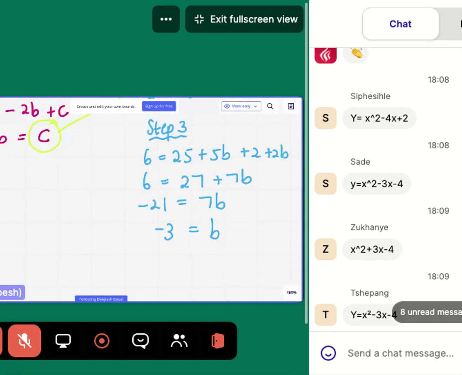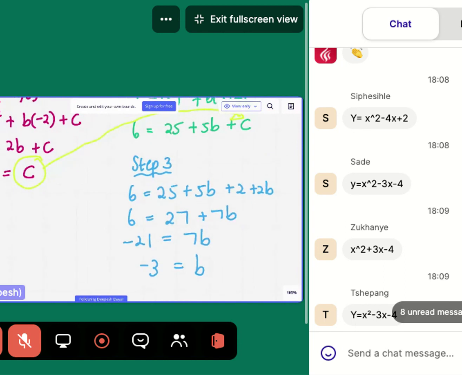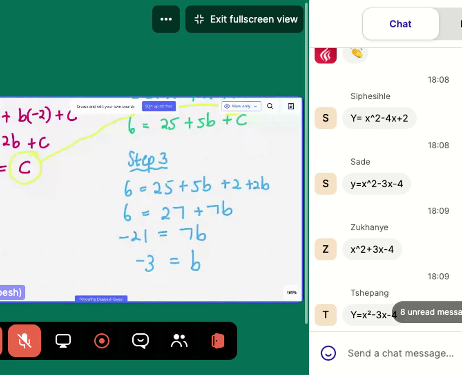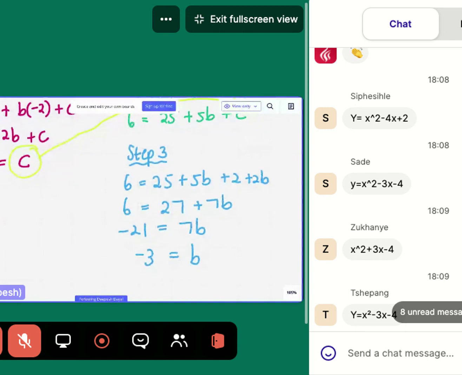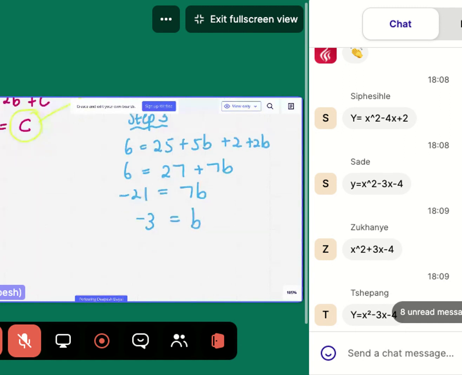Yes, you can simplify. It's fine, as long as you get the same answers here. Each of the steps you can simplify, as long as you get the same final answer. Tumelo, if you didn't get this, we'll just have to do it again and check. There might have been a sign mistake or an adding mistake with the step. You'll just have to go through the steps again.